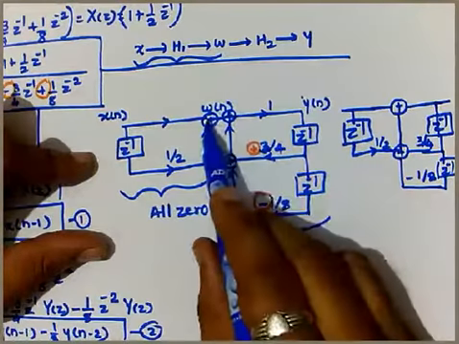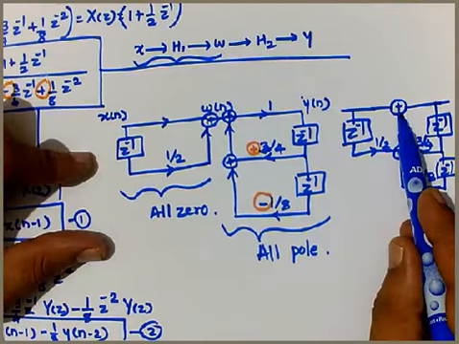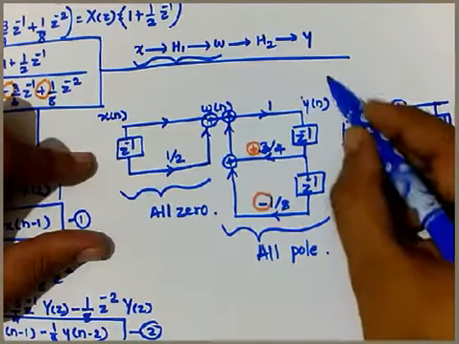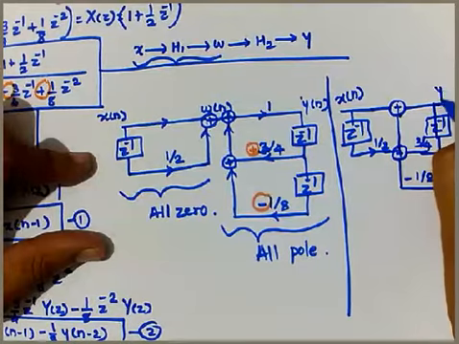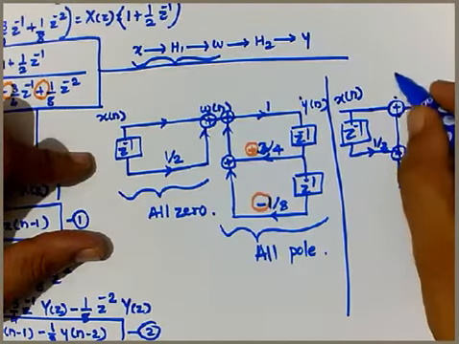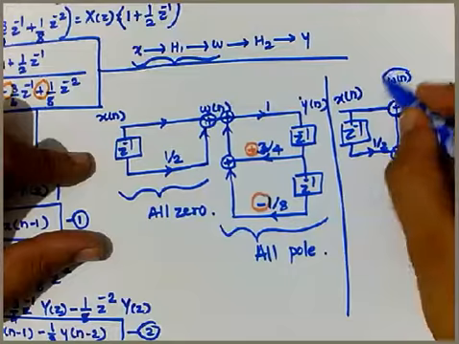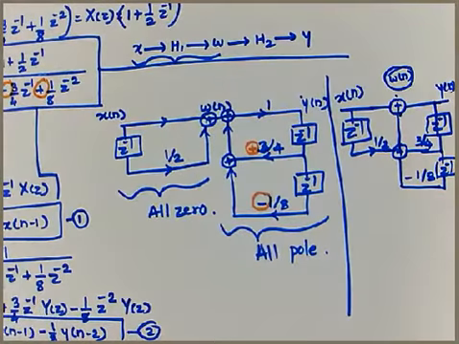So two adder blocks are simply written as a single one. The rest of the things are as they are, that is x(n), this is y(n), and this point is nothing but our w(n), which is an assumed value. So this is how the direct form 1 structure for the given example can be written.